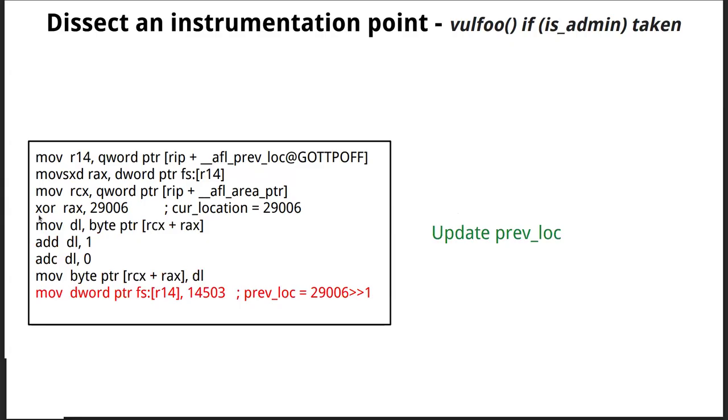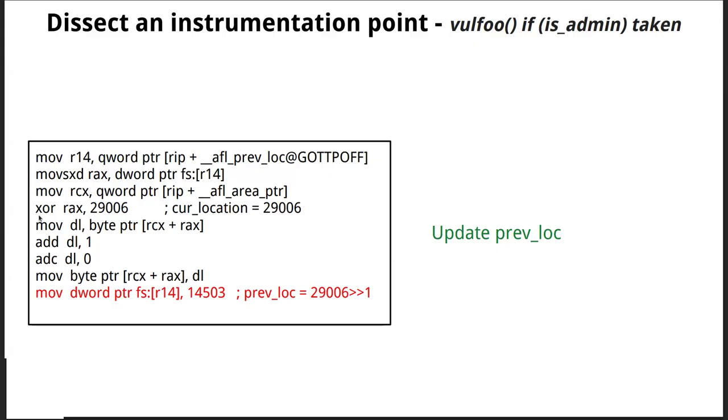After that, we will shift the current block ID. The current block ID in this case is 29006. We right shifted one bit. What do we get? We get 14503. Right shift one bit is basically dividing by two. So this is also hard-coded, right? And we save this ID as the previous basic block ID. So the next basic block, when we compute that, it will find this ID and inclusive OR it with its own ID.